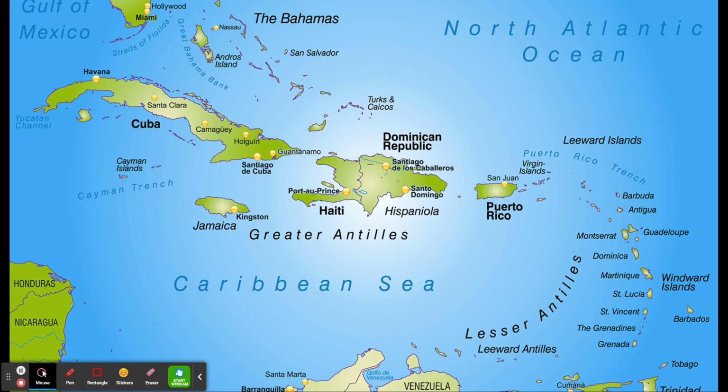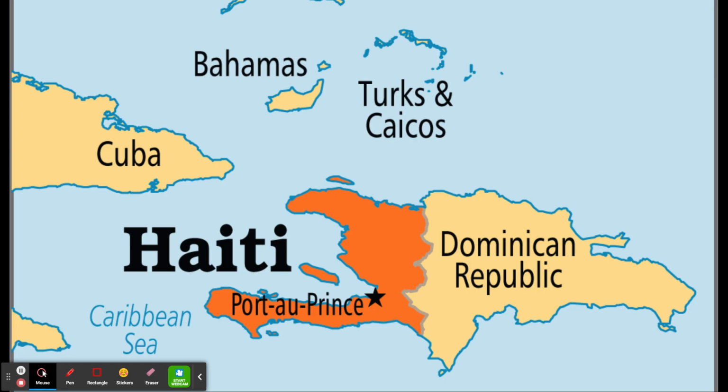Here's another picture just so you can see it in greater detail. And another one. I do love maps, I have to say.